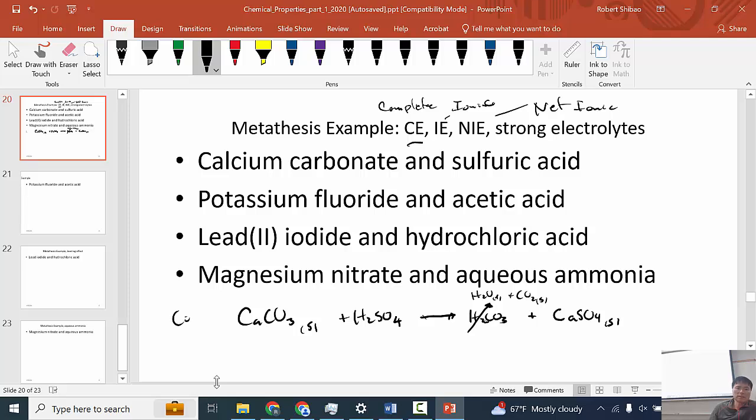And so this is what we call the CE. And then we need the driving force. What is the driving force, if any? So one driving force is this: we're going from a stronger acid, sulfuric acid, to a weaker acid. The weaker acid would be carbonic acid or CO2. And so that's a driving force.